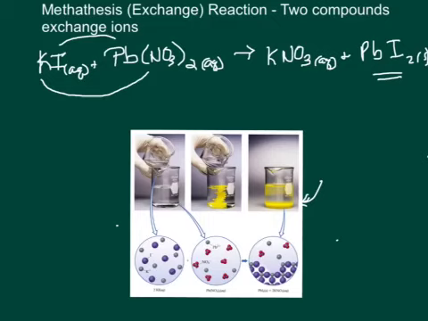And if we go ahead and balance that equation, we're going to need a 2 here and a 2 here. Now, this is considered to be a molecular equation because it shows the chemical formula of the reactants and the products.